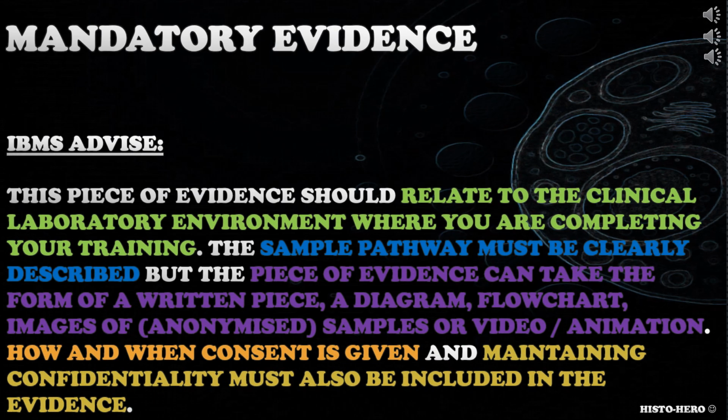IBMS also offers their advice on how to approach this mandatory evidence, which I think is very good. The first piece of information is telling you that this evidence has to relate to the lab you are working in. So choose a sample received in your laboratory. The next part of the advice is asking you to clearly describe the sample pathway. Think about what exactly is happening to the sample as it goes through the different sections in the lab. Show your understanding of different sections of the lab, and what is happening to the sample in each of them.